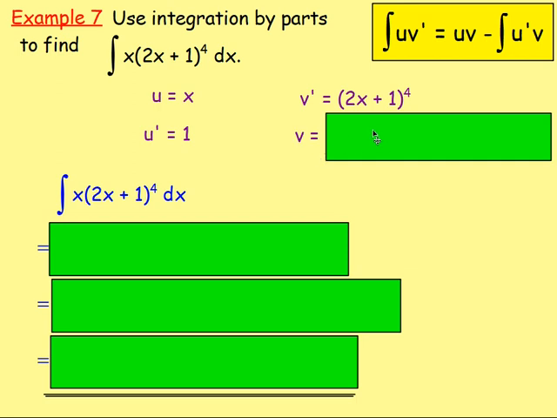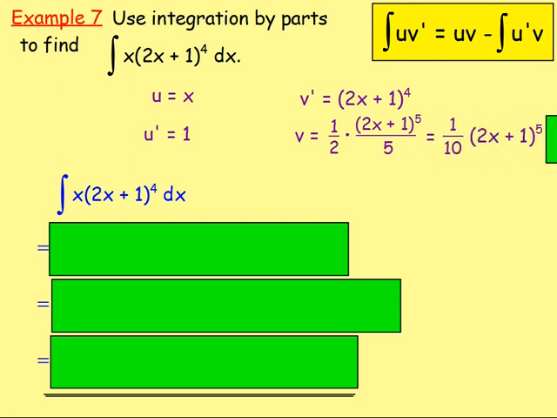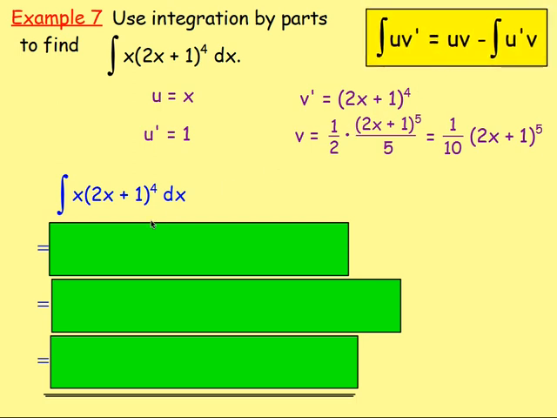And if you integrate, well, you would have brackets to the power of 4 would become brackets to the power of 5 over 5. But what do you need to do? Good, divide by the derivative of what's in the bracket. So you'd have a half times that 2x plus 1 to the power of 5 over 5, which you could then simplify to, if you put the half and the fifth together, that'd be 1/10 2x plus 1 to the power of 5. To find the integral, it's uv minus the integral of u dash v.